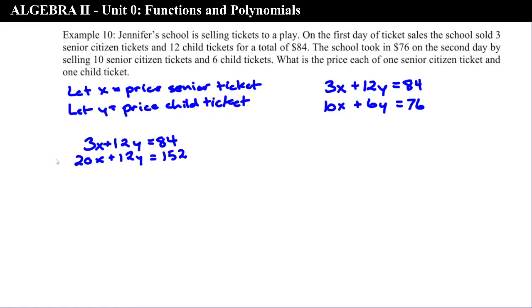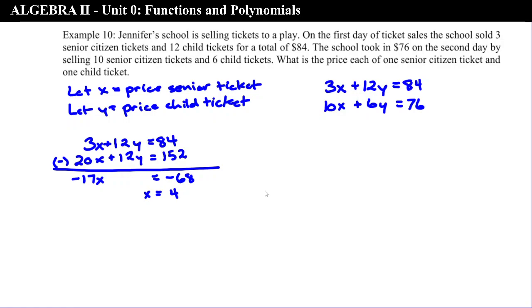They have the same sign, so we're going to subtract them so that we can get our y's to cancel. And when we do this, we're going to end up with 3x minus 20x, which gives us negative 17x. 12y minus 12y is 0, and 84 minus 152 is negative 68. And then we divide each side by negative 17, and you get x equals 4.